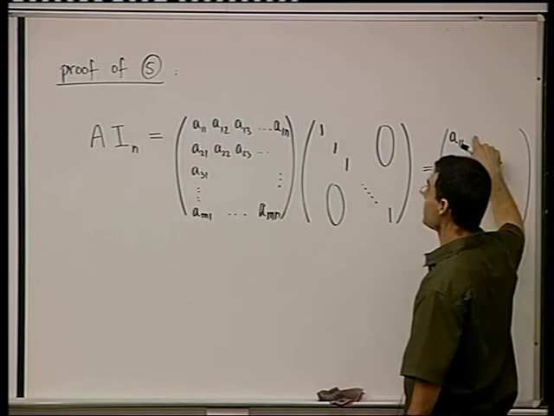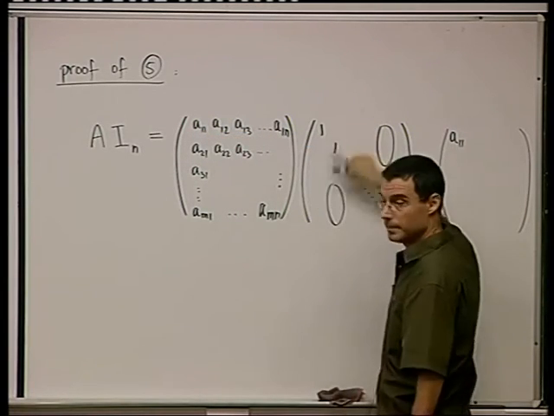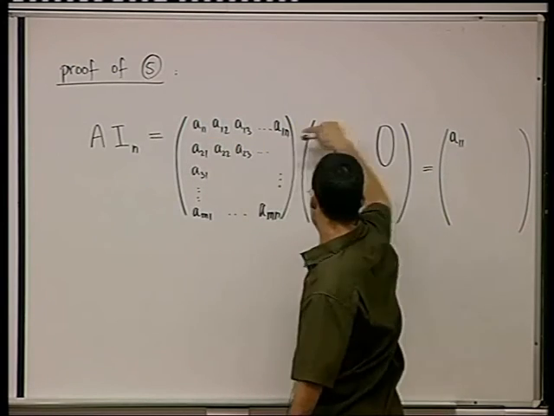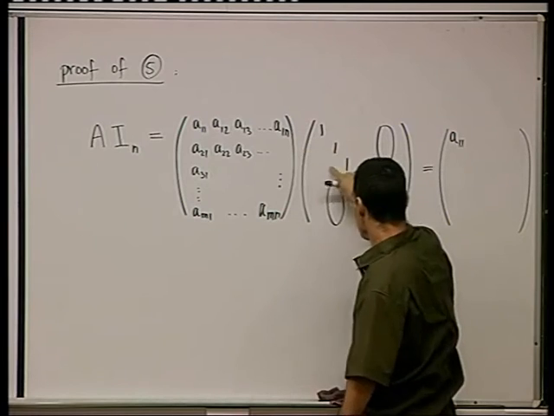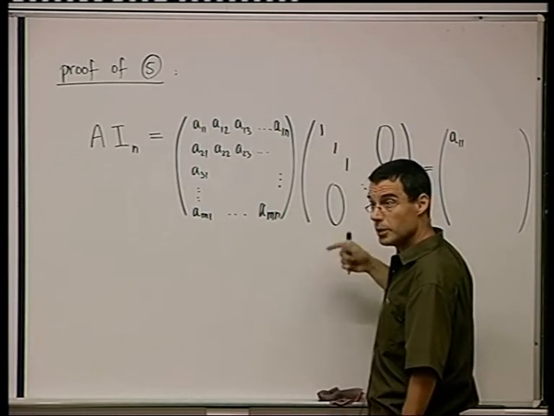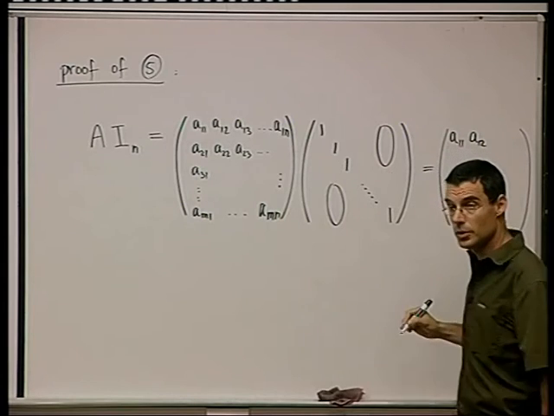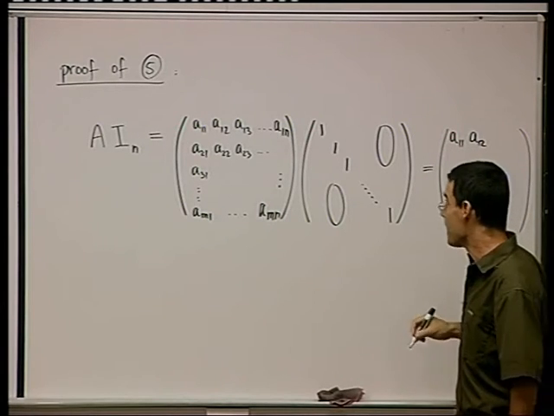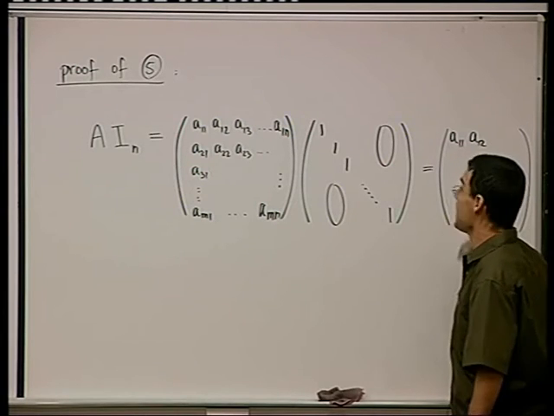What about the second one? It's this row times the second column. So A11 is going to meet 0, A12 is going to meet 1, and the rest are going to meet these zeros here. So the only one that survives is A12. Do you agree? Yes. Okay. And so on. Okay, so we get A back.